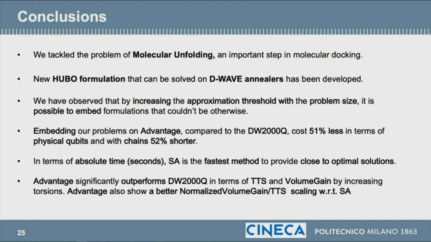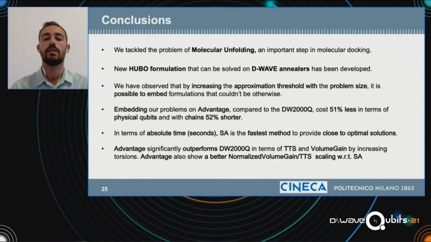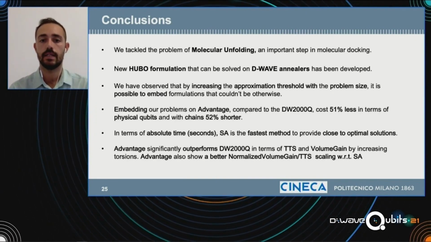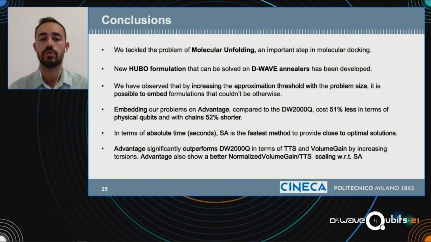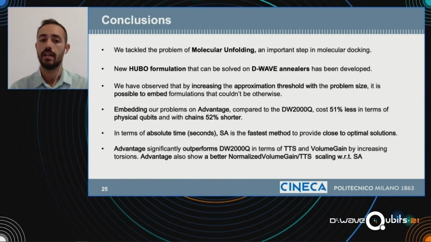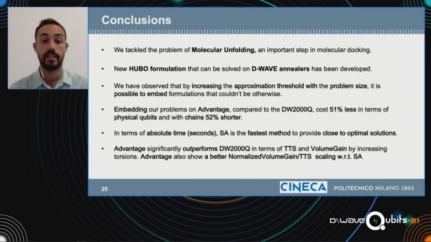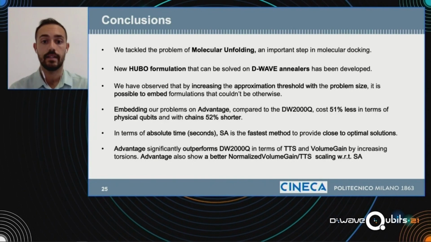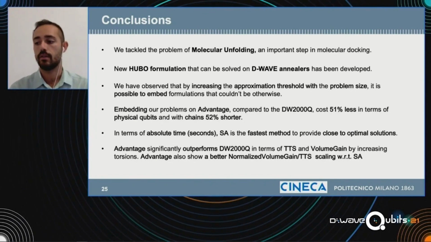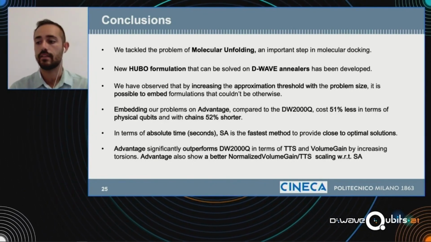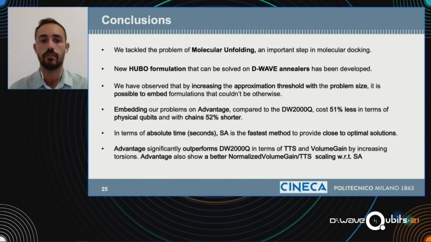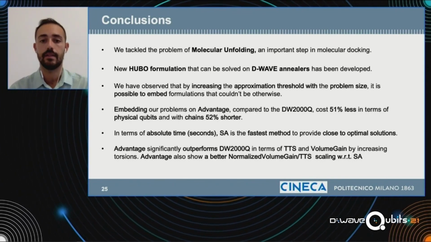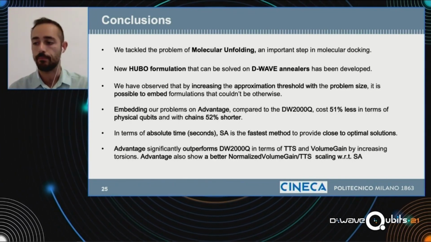In terms of absolute time, simulated annealing was the fastest method. But if you look at time to solution and volume gain, but also the new metric, normalized volume gain over TTS, Advantage shows a significant improvement with respect to 2000Q, but also a promising result with respect to simulated annealing, also considering that future generations of quantum devices can improve the sampling technique or also reduce the computational time.